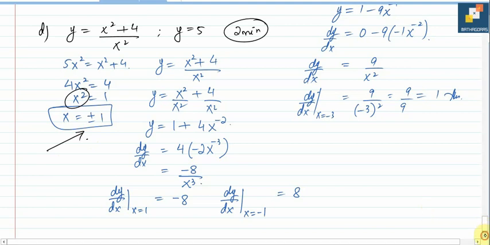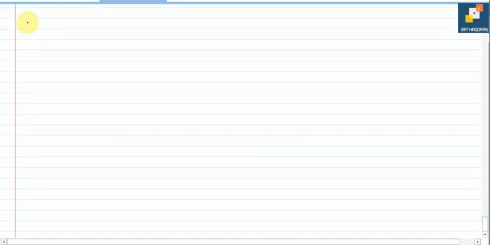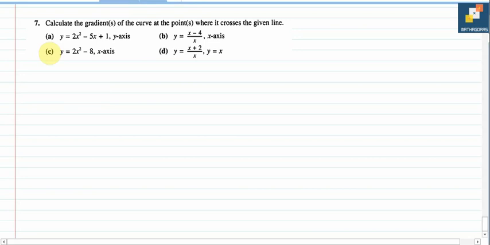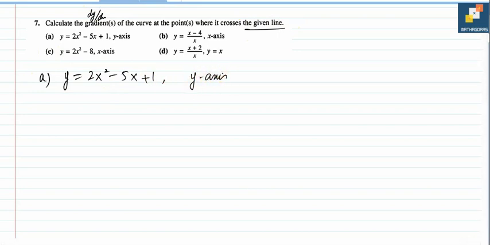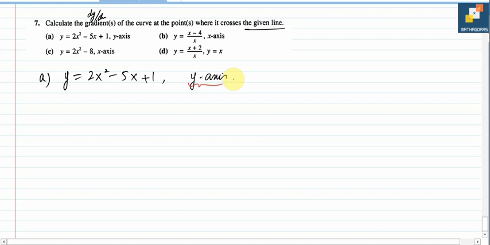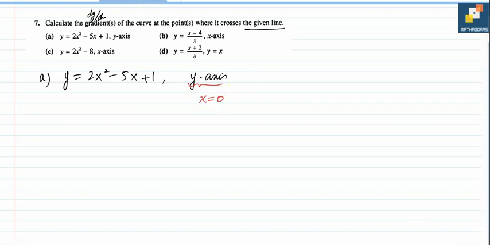Moving on towards the next question, question number 7, I guess. Yes, question number 7, calculate the gradient. It means we need to again find dy by dx of the curve at the point where it crosses the given line. Now there is a point hidden in the condition. For the first part, it says y equals 2x square minus 5x plus 1, and it says y-axis. Now the condition is hidden in that word. Basically, when the line cuts the y-axis, it means the value of x is 0, right?